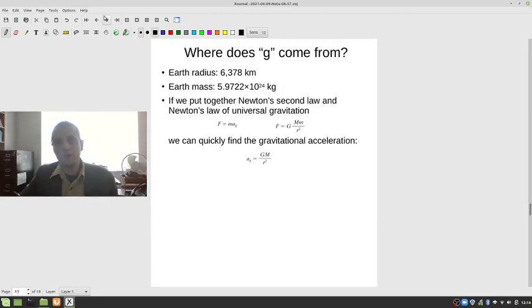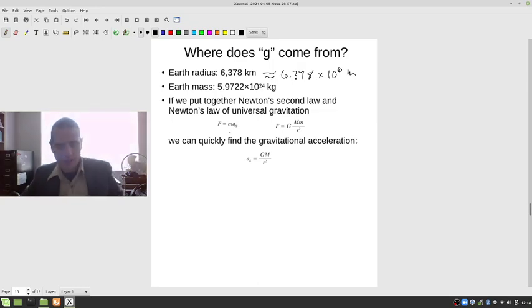All right, so let's bring things down a little bit closer to home. Here we are on our cradle, the place of our birth. Our Earth radius is about 6.378 times 10 to the 6th meters. Earth's mass is somewhere around 5.9722 times 10 to the 24th kilograms.